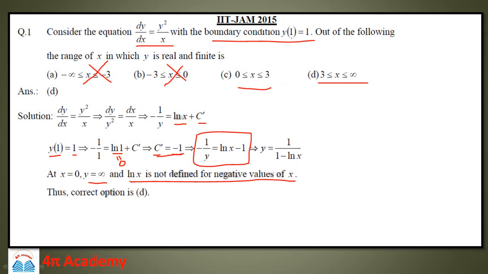Here at x is equal to 0, the value of y becomes infinite, and therefore x cannot take the value 0. So x greater than or equal to 0 is not possible, because for this value of x, y becomes infinity, and therefore the correct answer should be D. So the answer is D, that is, x lies between 3 and infinity.